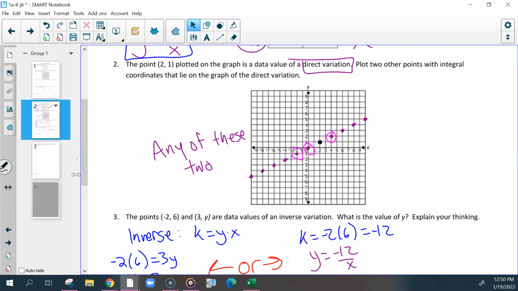So you could count your value of k, go up 1 and to the right 2, to get a slope of 1/2, and any point that would fall on that slope line would work. Questions on number 2?